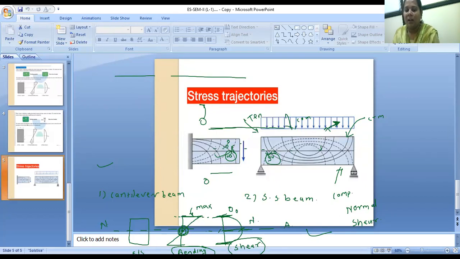After that, the next point is wherever shear stress is zero. Shear stress is zero at the top and bottom surfaces of the beam. At that point, stress trajectories are horizontal or vertical. And the last point is that stress trajectories show a direction. They do not give magnitude. So this is our last point of unit number 2.